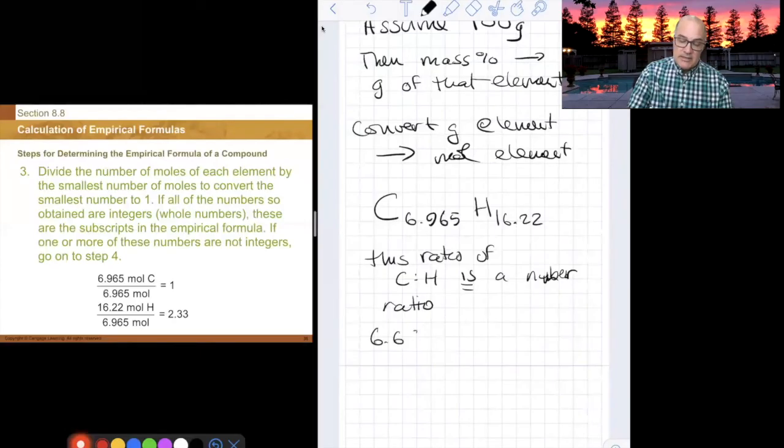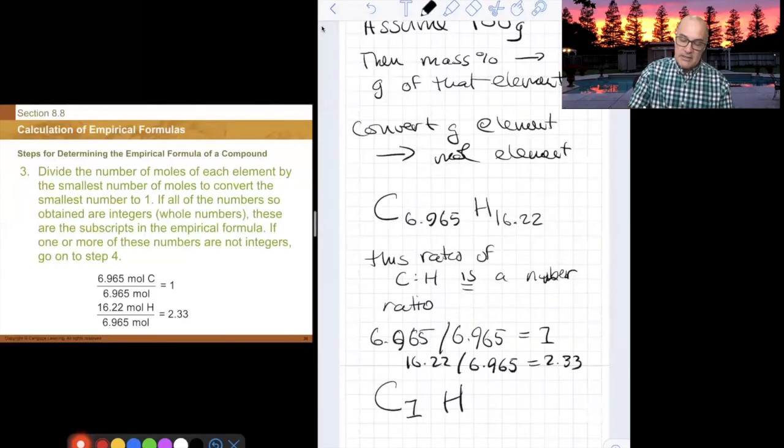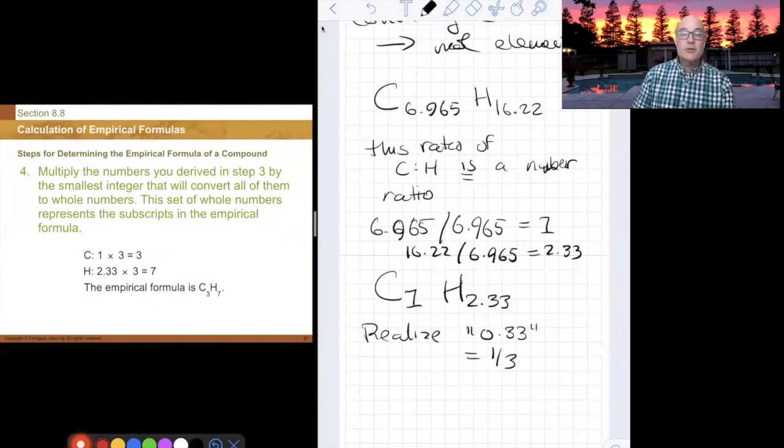So 6.965 divided by 6.965 is obviously 1, right? So that gives us carbon 1. And the other number, 16.22 divided by 6.965 equals 2.33. So that gives us C1, H2.33. We're still not there though, right? Because we still don't have two integers. We have one integer and one decimal. But what we want to do is realize 0.33 equals 1/3 in decimal terms, right? So what this means is we have C1, H2 and 1/3.